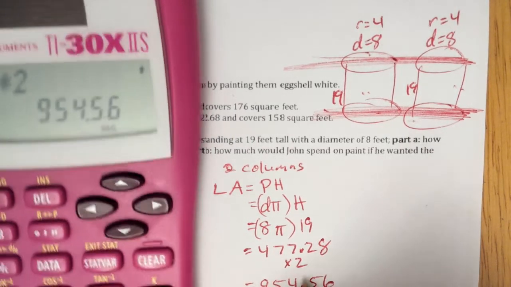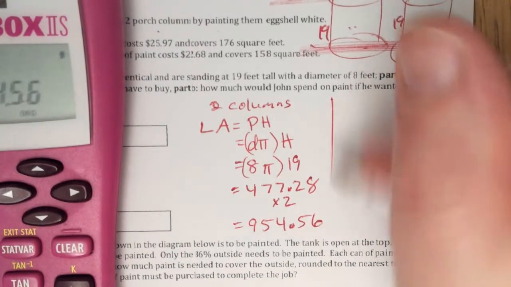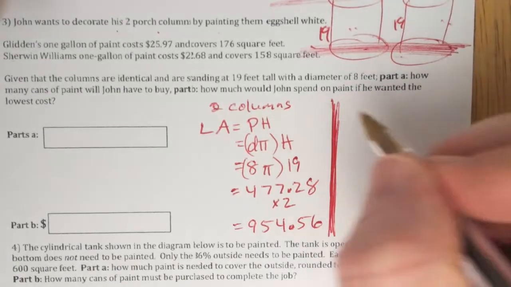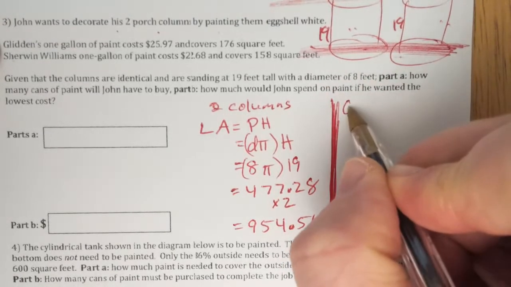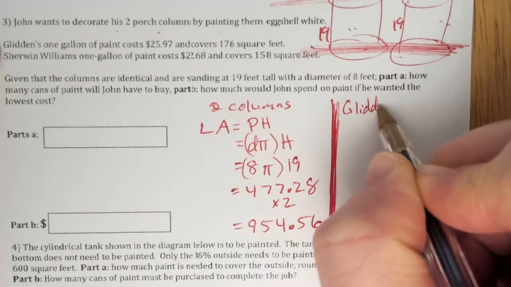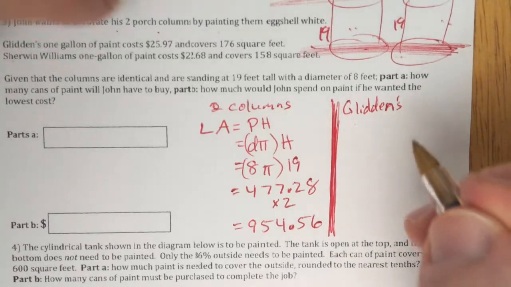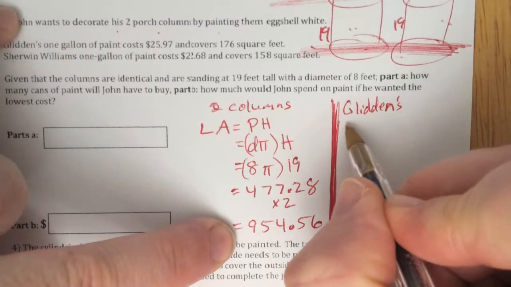And remember, I always put the decimal nice and dark. Okay, so now we're going to compare the 2 paints. So if I use Glidden's, what's going to happen? All right, so I need this much, right?